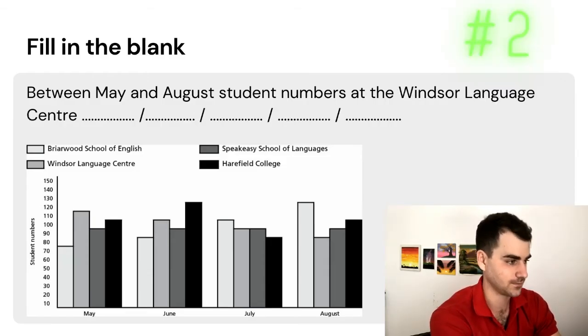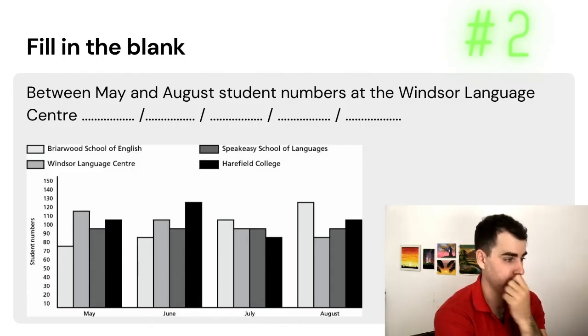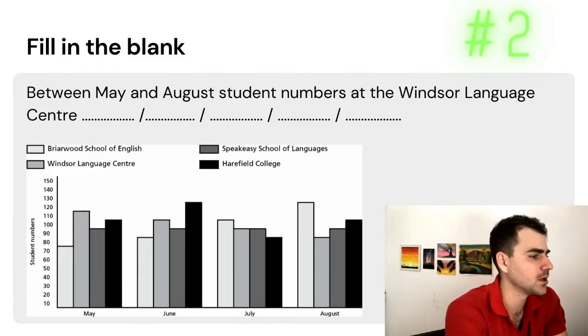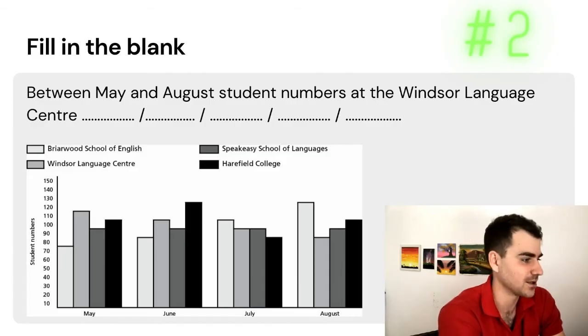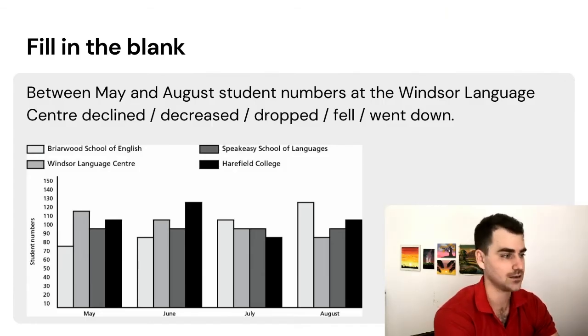Okay, number 2. Between May and August, student numbers at the Windsor Language Center. What happened? The Windsor Language Center, that's the second column. We can use five different verbs here. Pause the video and try to find all five. Okay, I'm going to go to the answers now. Declined, decreased, dropped, fell, went down. Five different options.